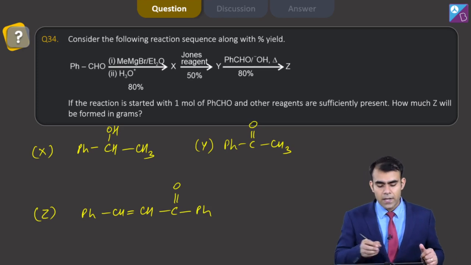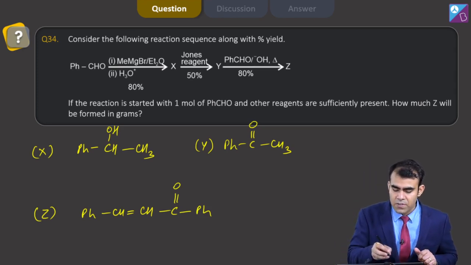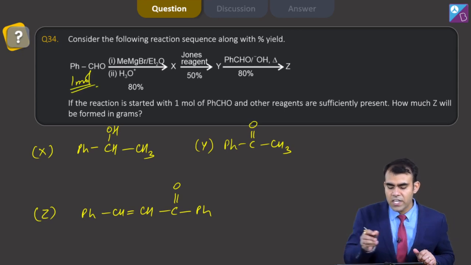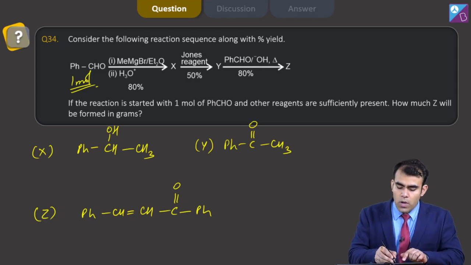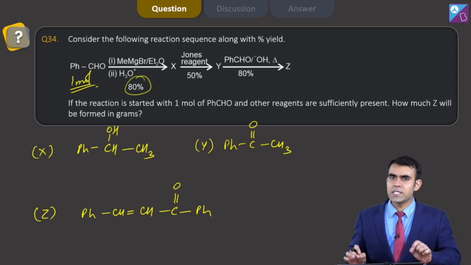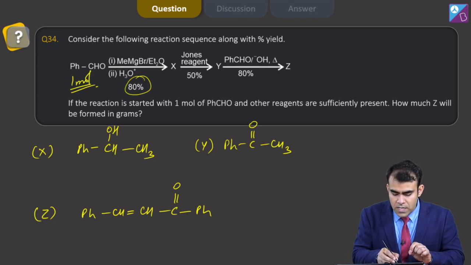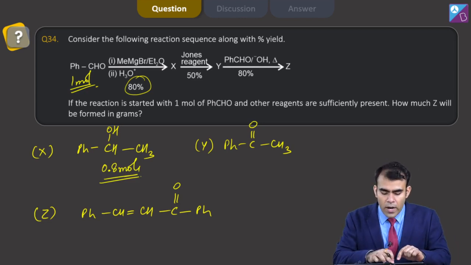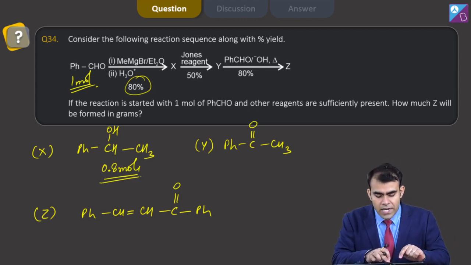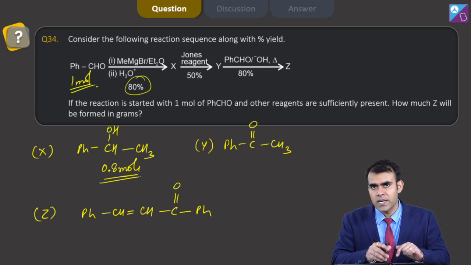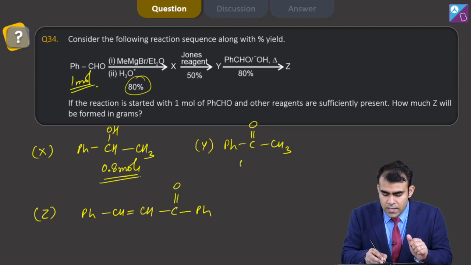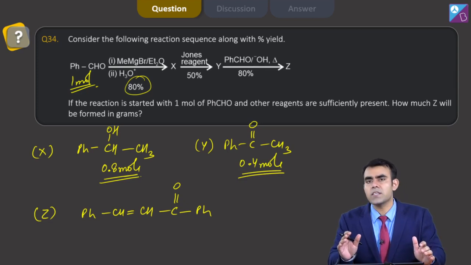Now let's look at the second part, which says if the reaction is started with 1 mole of this. So initially I have 1 mole of this and the other reagents are sufficiently present. So 1 mole, if it gives 80% yield, then what is the amount of X formed? The amount of X formed is 0.8 mole. Then this 0.8 mole undergoes oxidation with 50% yield and gives PhCOCH3. So if this is 0.8 and the yield is 50%, I can say that the amount of this compound is half of this, that is 0.4 moles.